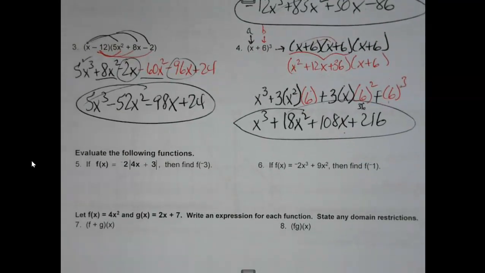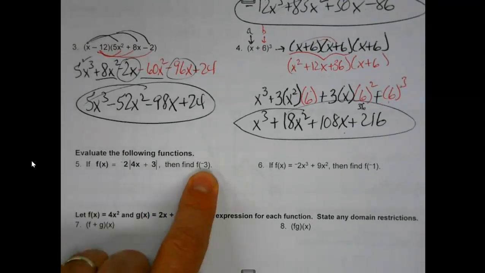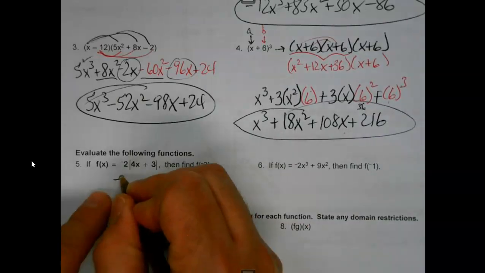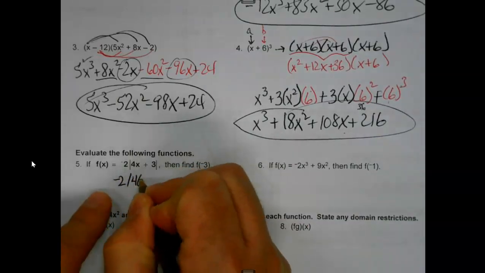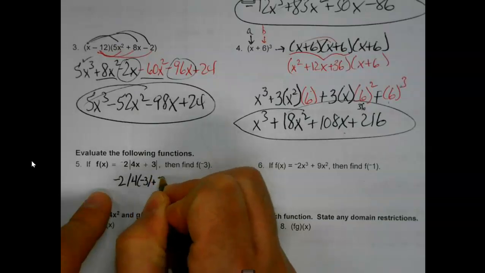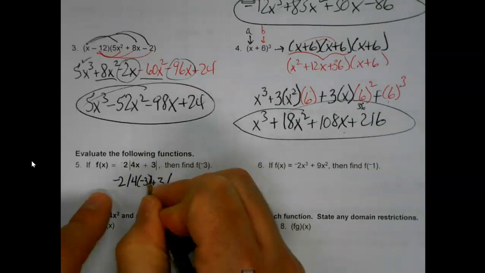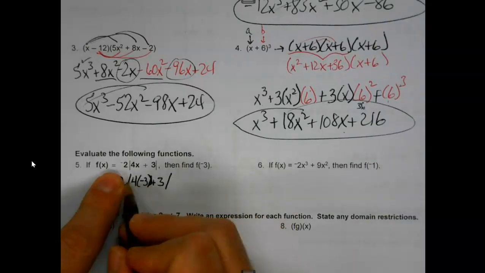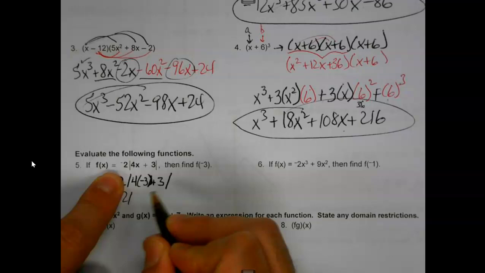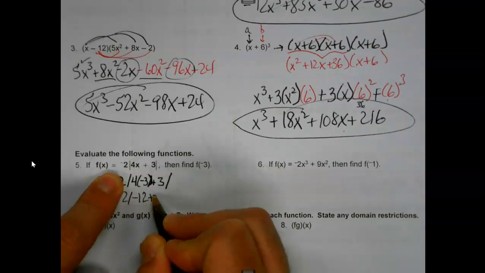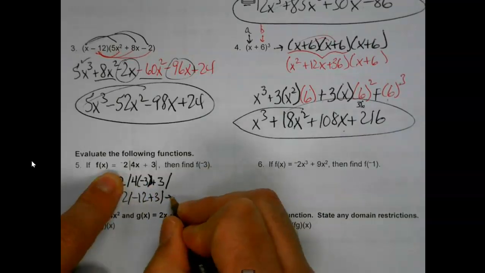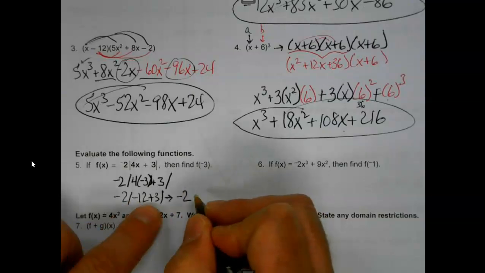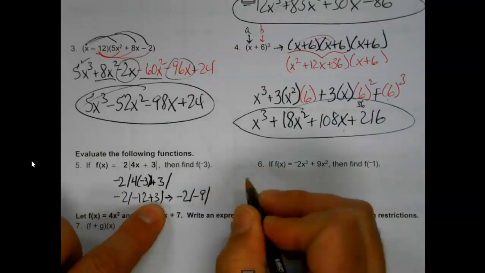All right, evaluate. Find f of negative 3. All right. So substitute the negative 3. Yeah, oops. Sorry about that. And for f, we're simplifying what's in here. Don't distribute. Don't do anything funky. So let's see. Negative 12 plus 3 is negative 9.